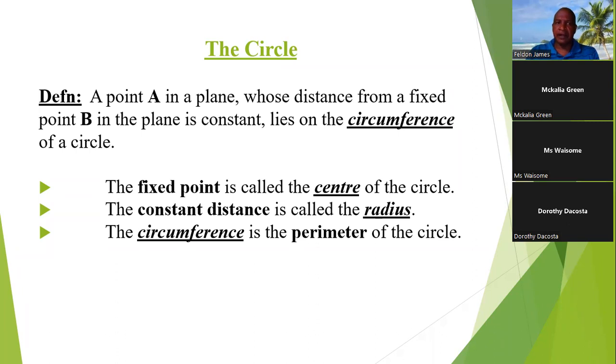Starting out with the definition of the circle: a point A in a plane, and we know a plane is a flat surface, whose distance from a fixed point B in the plane is constant. So the distance from one point to another point is constant. One point is fixed, but the other point has a constant distance and lies on the circumference of a circle.